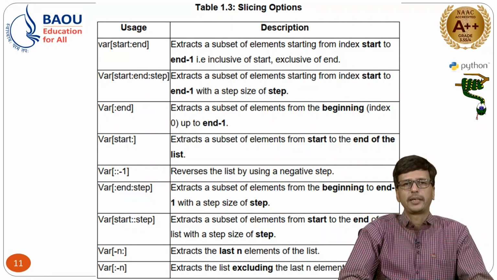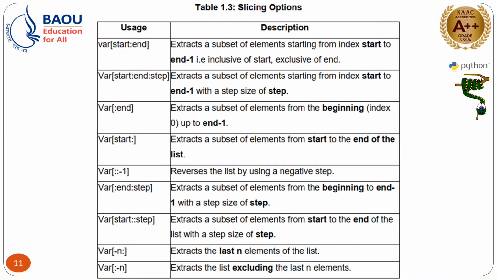Then with start, end and step, you are mentioning the step value, which by default is 1. In the previous case we discussed, you were not mentioning the step value, which means it is 1. If you mention the step value, then the values will be printed up to that interval. Then with colon end, by default the index starts with 0 and goes up to end minus 1, if you are not mentioning the start value. Then with start and colon, where you are not mentioning the ending value, it will print up to the end of the list or the tuple.